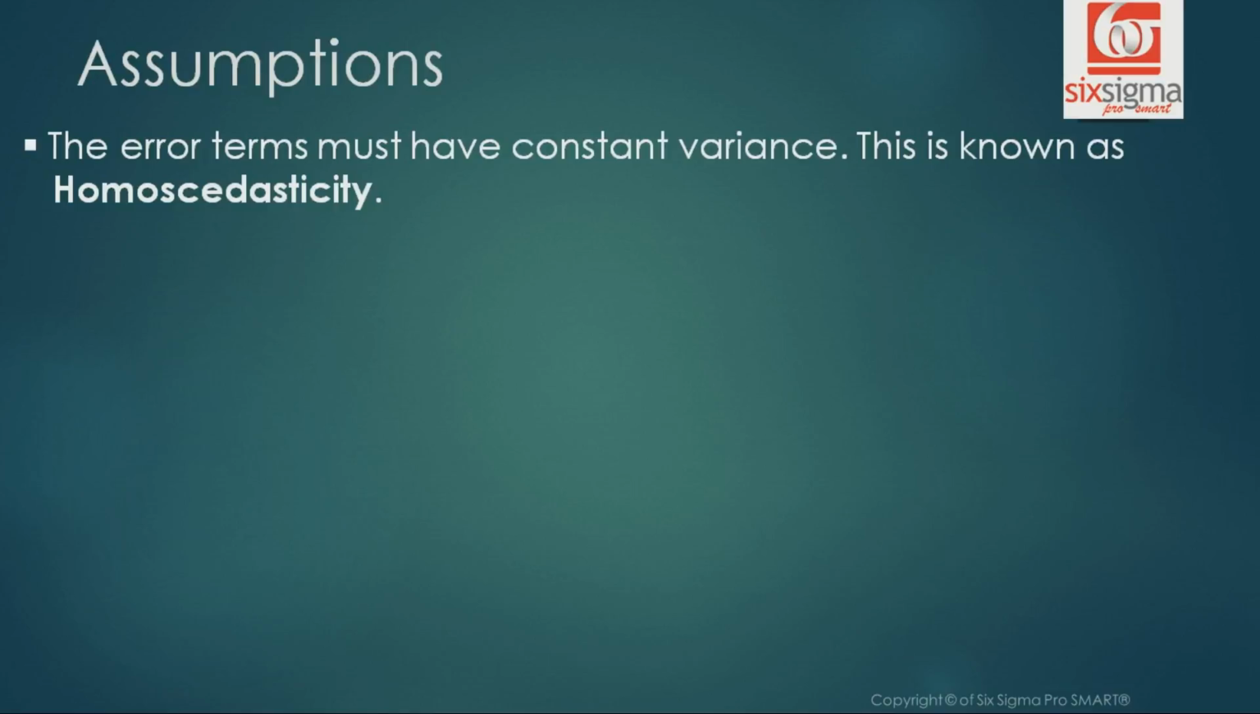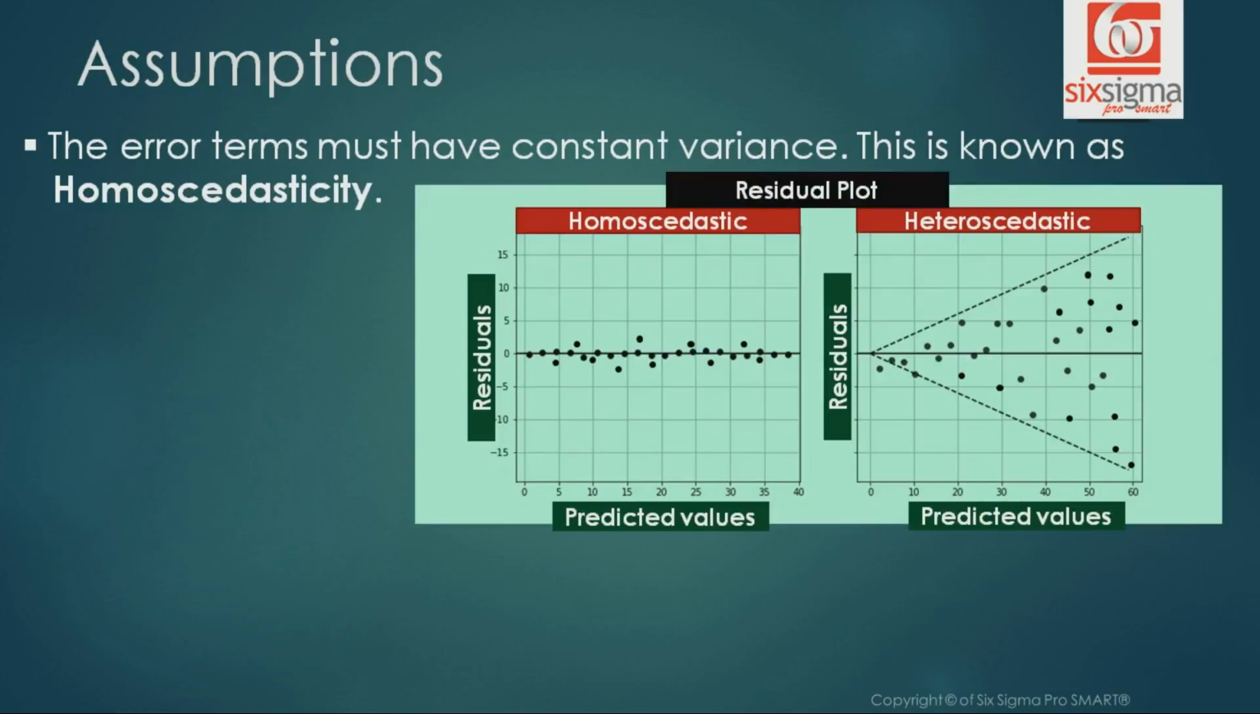It's also known as homoscedasticity. So what we mean is that when we plot the residuals or the error, what is an error? The difference between the observed value and the predicted value on the regression line. So the residual should be constant with respect to the predicted values.